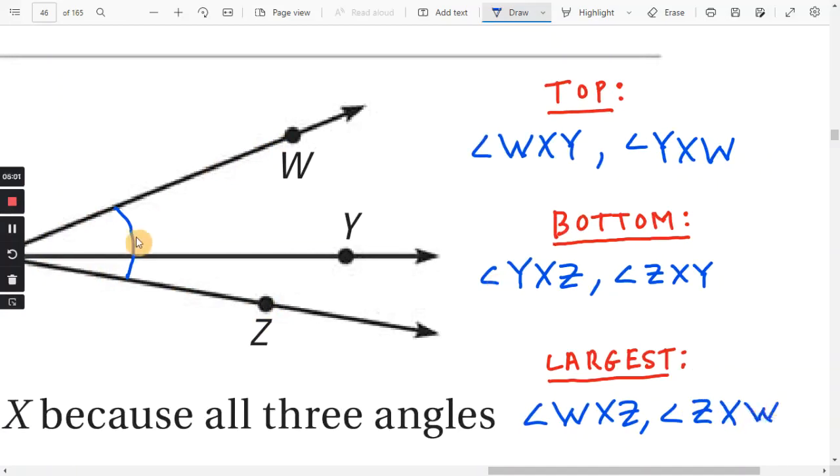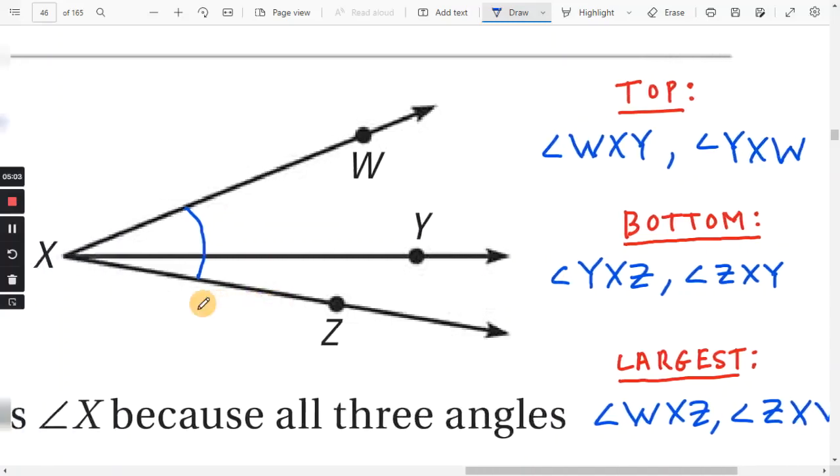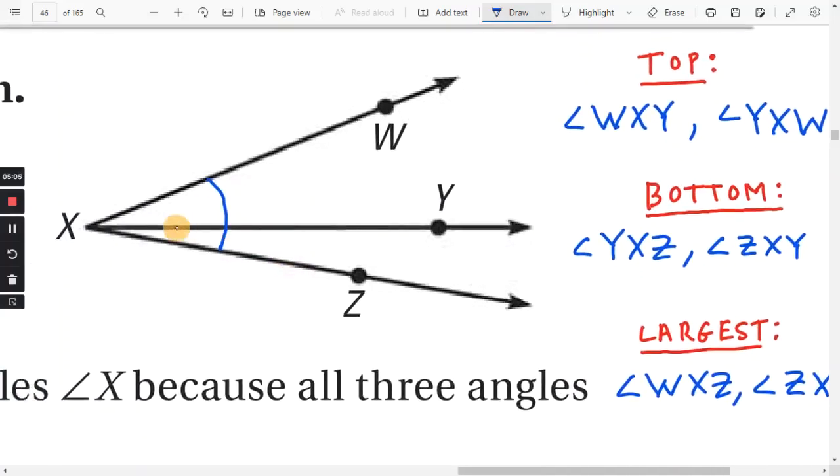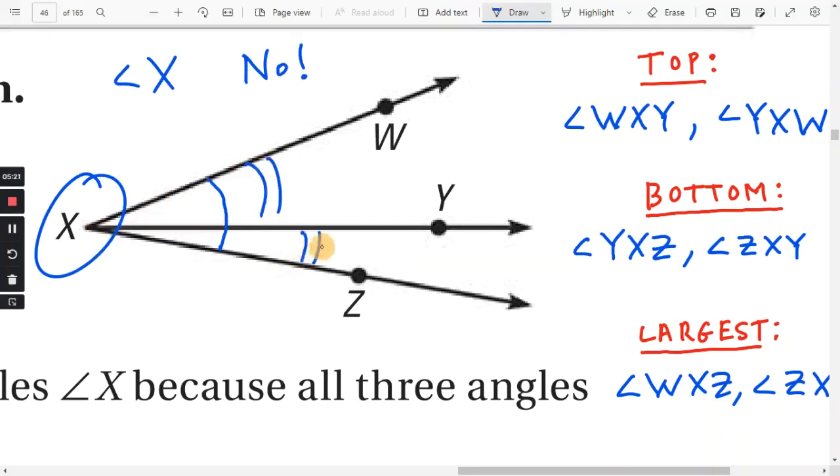Now, like we said, since there is more than one angle sharing this vertex, we cannot say angle X. That's no good in this case, because we don't know if that means this angle on the top or this angle on the bottom or the whole thing. So we can't use the one letter in this case.